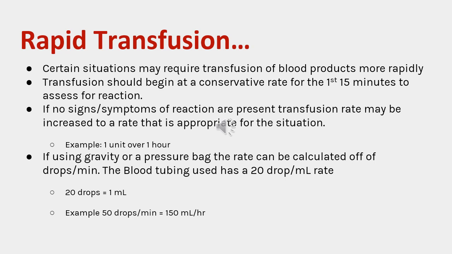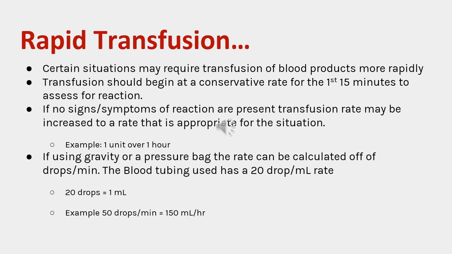Transfusion should always begin at a conservative rate for the first 15 minutes to assess for a reaction. After the first 15 minutes, if no sign or symptom of reaction are present, the infusion rate may be increased to a rate that is appropriate for the situation. For an acutely injured patient or an acutely ill patient suffering from severe hemodynamic compromise prior to the transfusion, and it is known or suspected that the anemia or blood volume loss is causing their hemodynamic state, infusion of a blood product at a rate over an hour or potentially less may be appropriate.